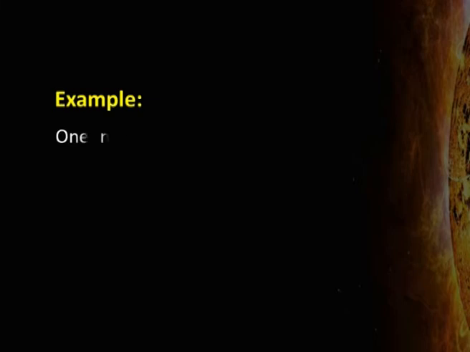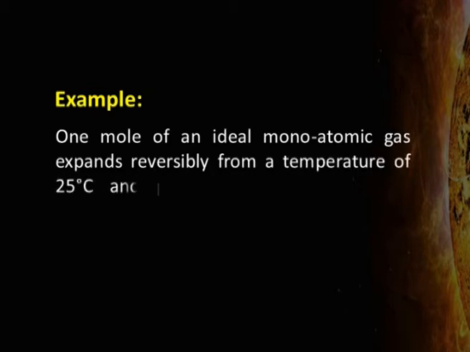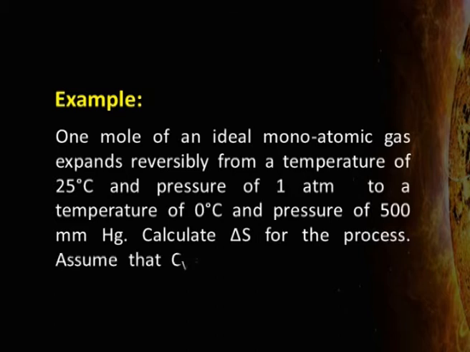Now we have another example in which the initial and final pressure of the ideal gas are given. 1 mole of an ideal monoatomic gas expands reversibly from a temperature of 25 degrees Celsius and pressure of 1 atmosphere to a temperature of 0 degrees Celsius and pressure of 500 millimeters of mercury. Calculate delta S for the process. Assume that Cv is equal to 3/2 R.